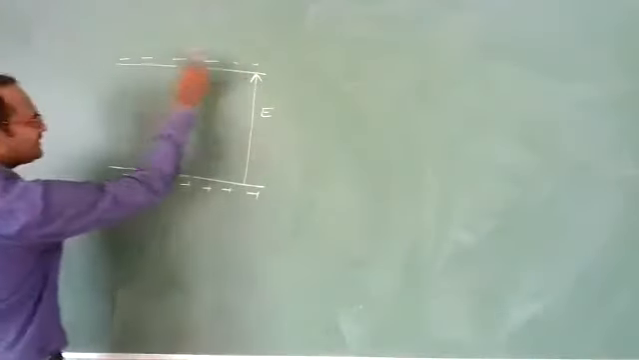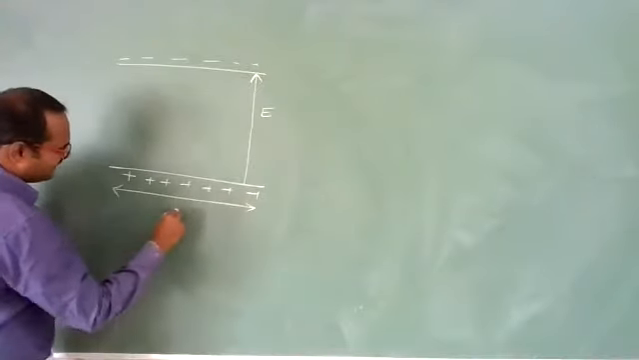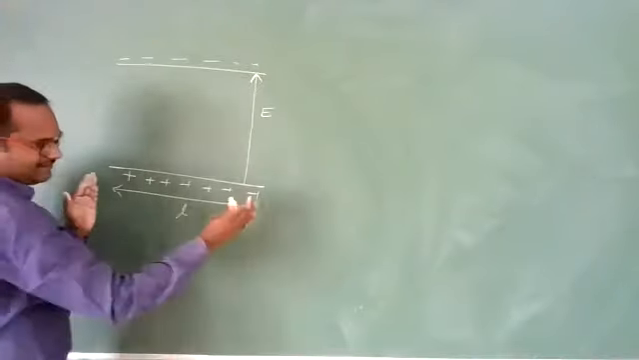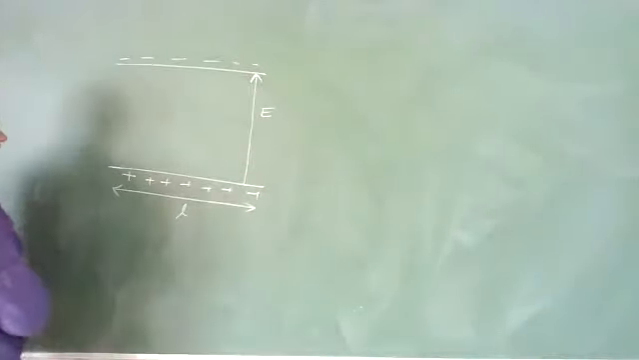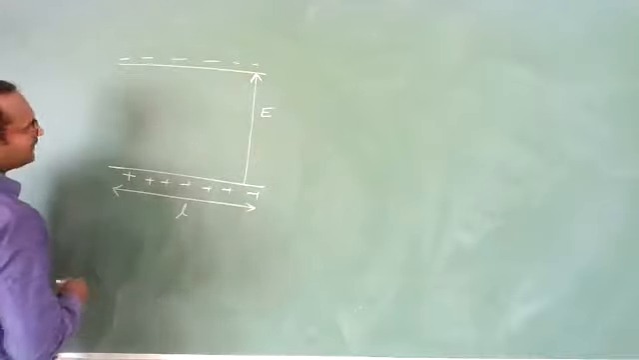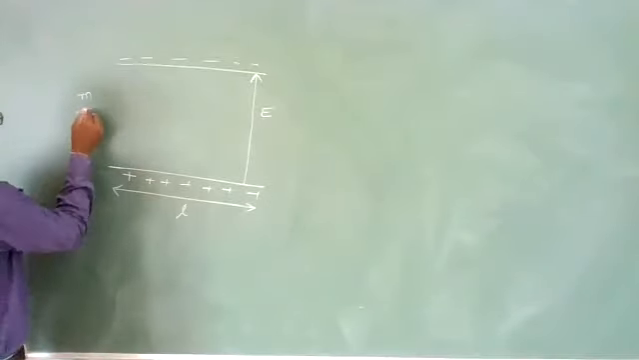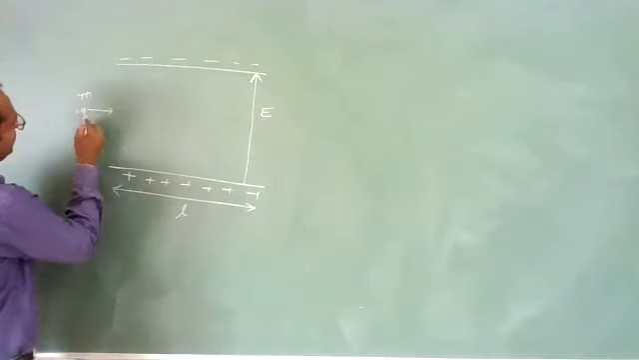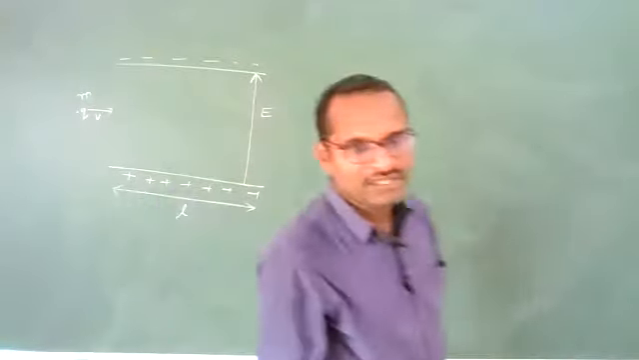Now inside this region, let us suppose the length of this electric field is L. L length this electric field is distributed. Now inside this electric field, let us suppose a charge Q having mass m is inserted like this, and it is moving with a velocity v in this direction. Then what happens?